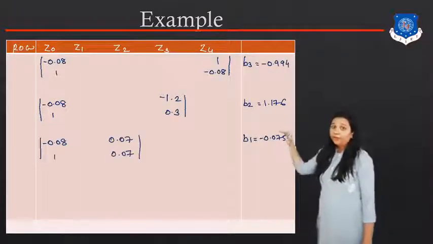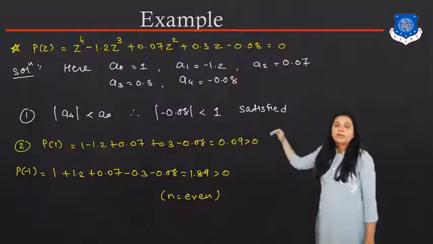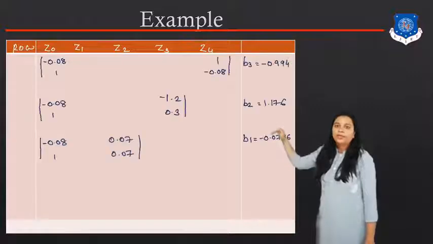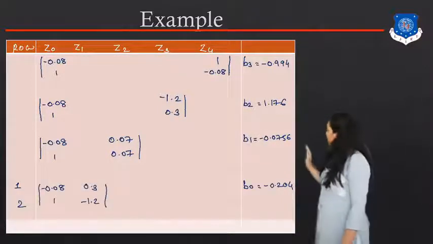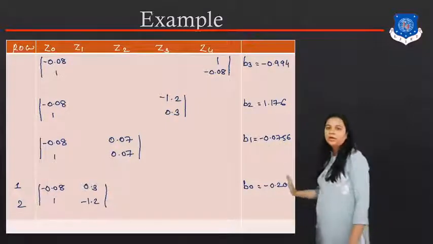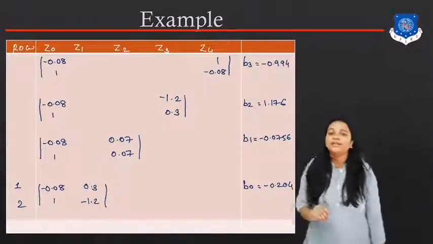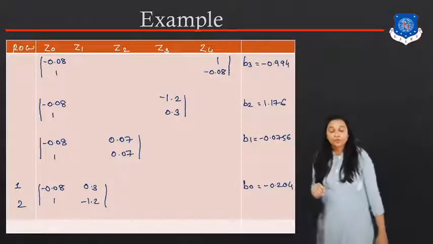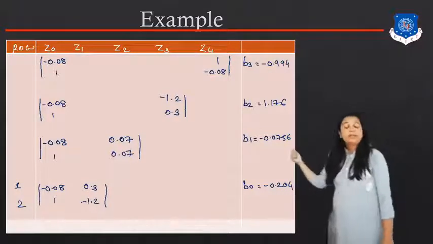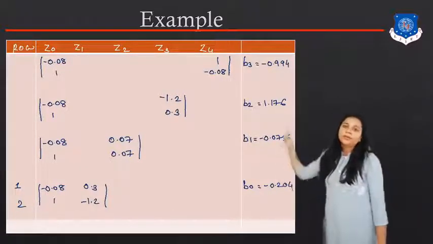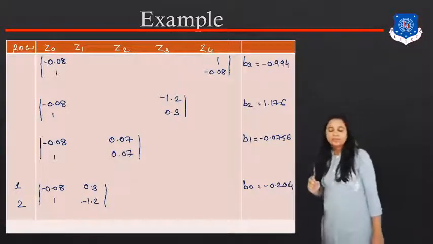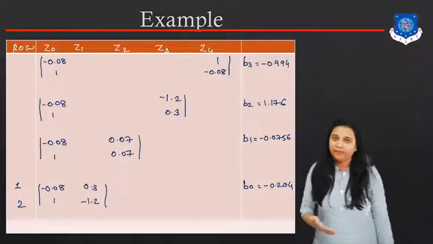Now put A4, A0, 0.07. It is our A2. So we can put here A2 and we can get the value of B1. B1 is equal to minus 0.0756, and the last, minus 0.08, 0.31 and minus 1.2. We can get B0 is equal to minus 0.204. So using the Jury stability table, first of all, we have to find the value of B0, B1, B2 and B3. Now next step is we have to find the value of C0, C1 and C2.